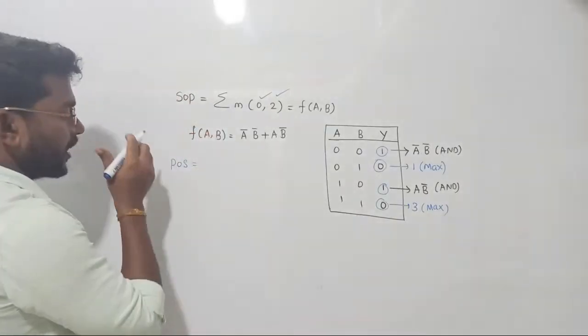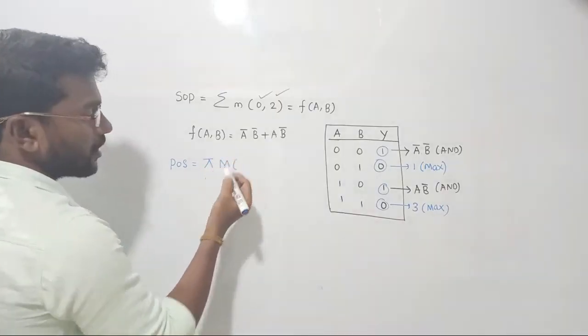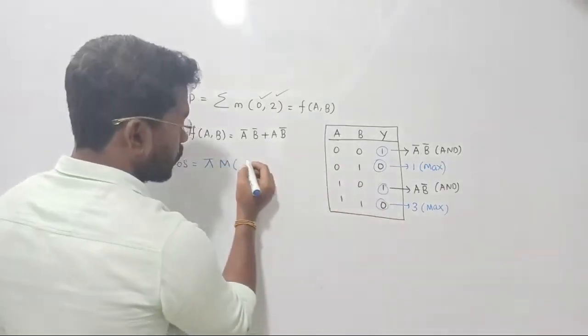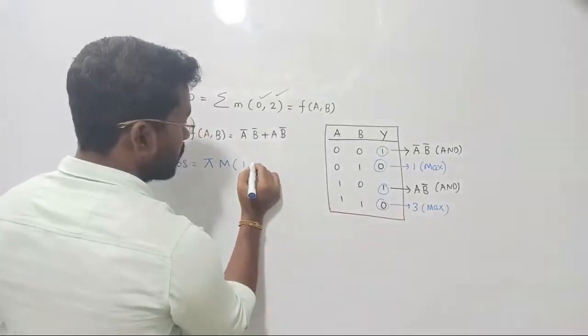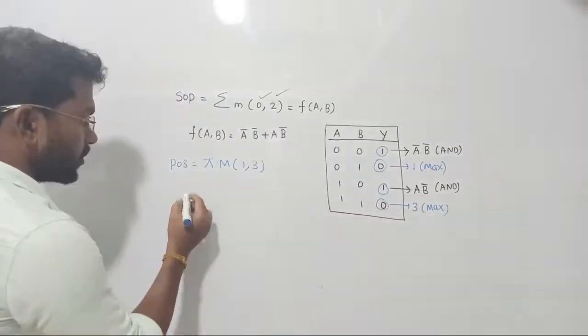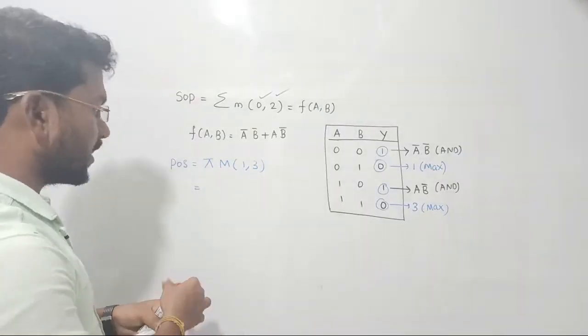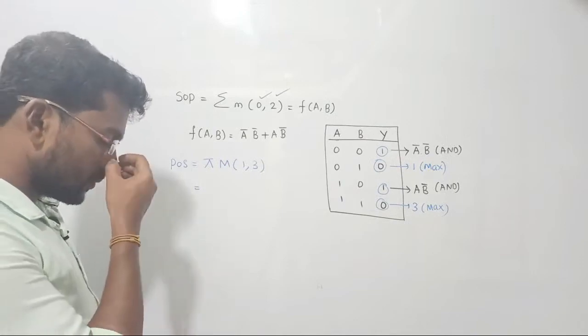In this same function, product of sum can be written as product of sum. We are going to consider two variables. Who are they? That is 1 comma 3. Clear? If it is given like this, then that is called product of sum. Now how will you write this function? Let us write the answer for this one.